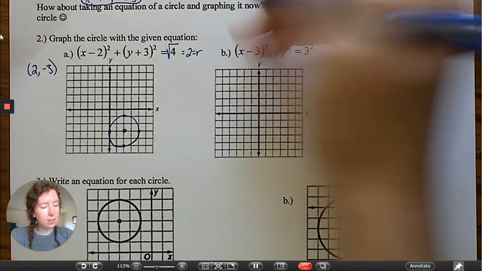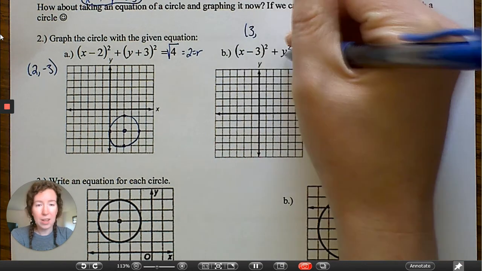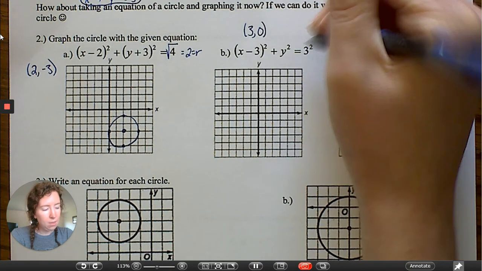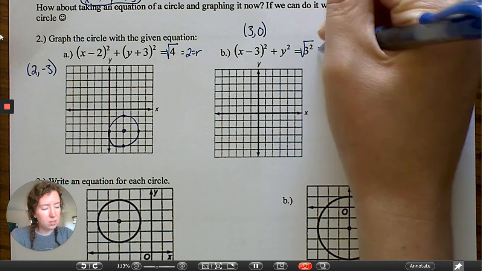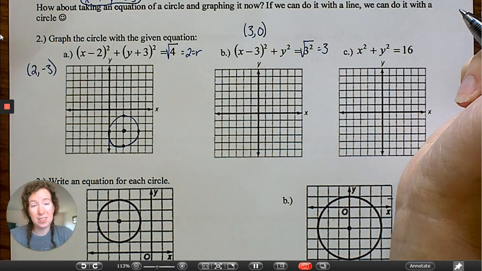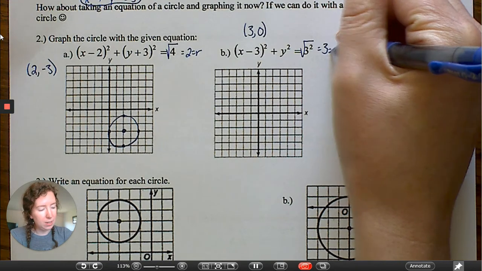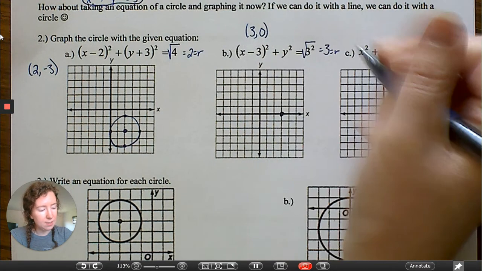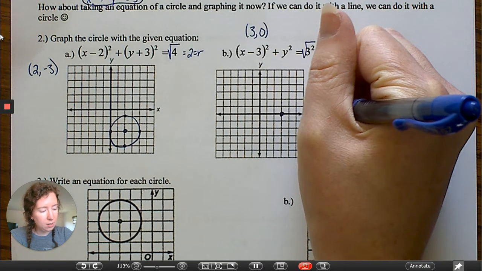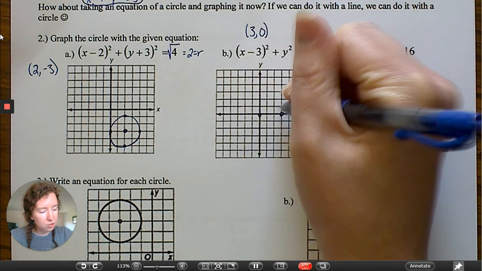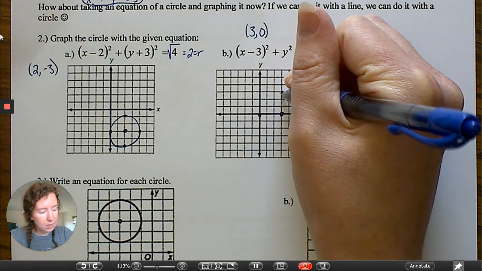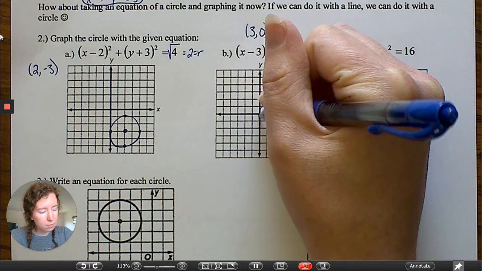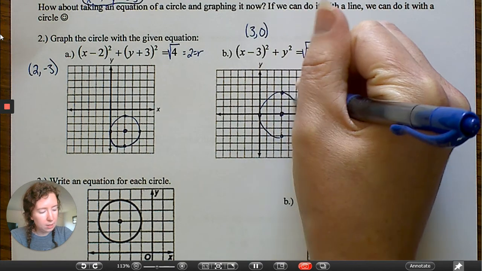This one, if it's x minus 3, it's going to be +3. There's nothing with the y squared, so that tells me that coordinate is going to be 0. The square root of 3 squared is just 3, because 3 squared is 9, square root of 9 is 3. So that's my radius. So if I've got 3, 0, so I'm right here on the x-axis, and then I count out 3 in each direction to get an idea of where my circle is going to end up.